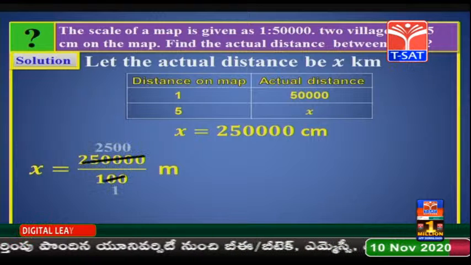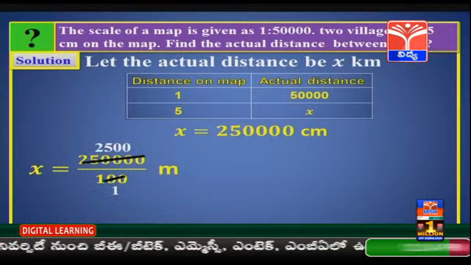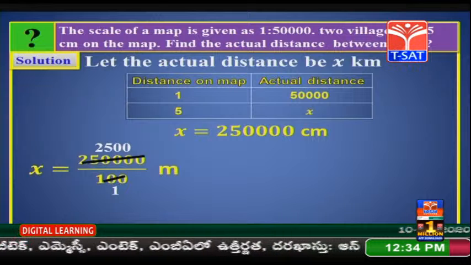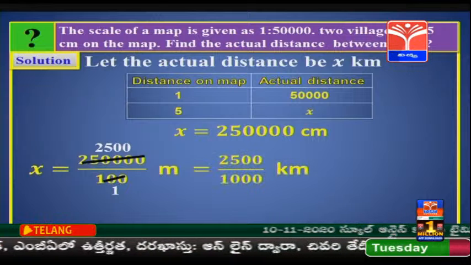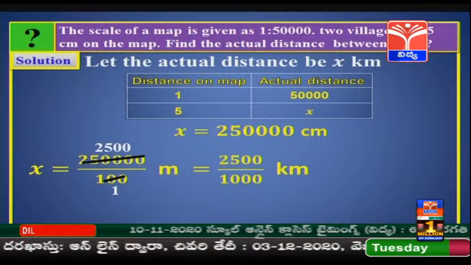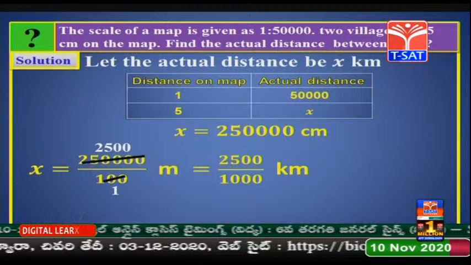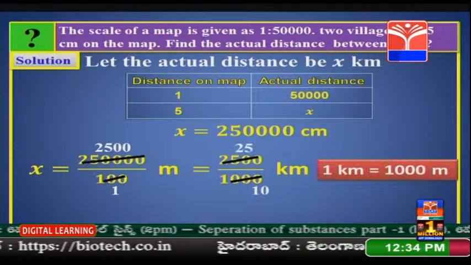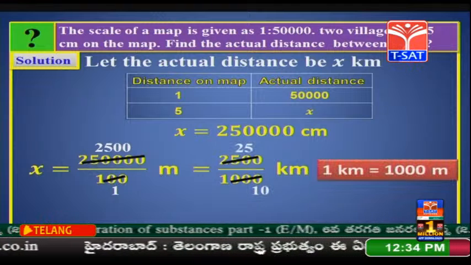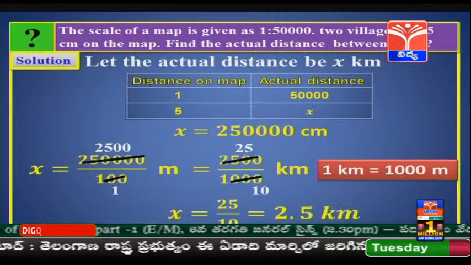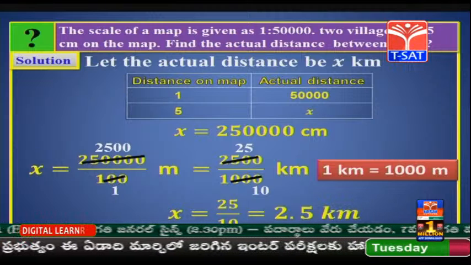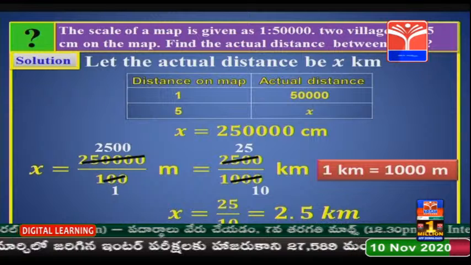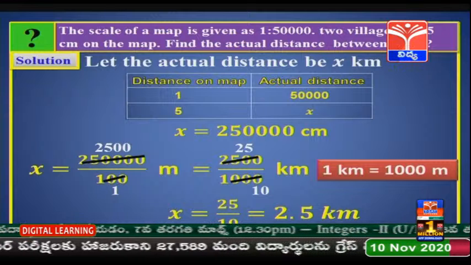Now, let us convert this into meters. So, how many times it will go? 2,500. So, 2,500 meters is x value, but we will convert that into kilometers. So, we divide by 1000. On dividing it, how much do you get, children? Yes, 25 by 10, which is 2.5 kilometers. So, the actual distance between the two villages is 2.5 kilometers.